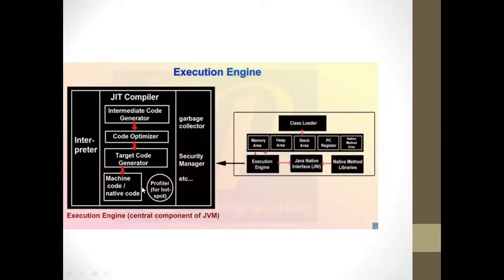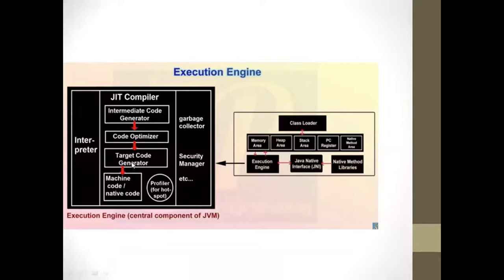This execution engine consists of many components, and the main ones are the interpreter, the JIT compiler, that is the just-in-time compiler, and the garbage collector, security manager, and so on. So what is the interpreter? It will check your code line by line and check if there is any type of error. The just-in-time compiler is the intermediate code generator. It will optimize your code for the best solution. And finally, it will give you the target code generator.